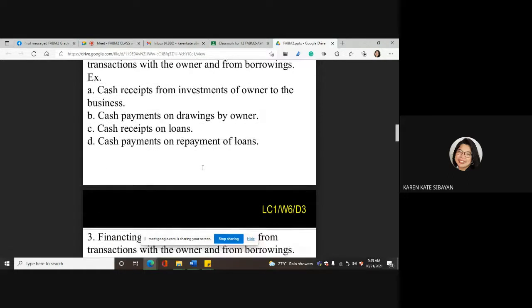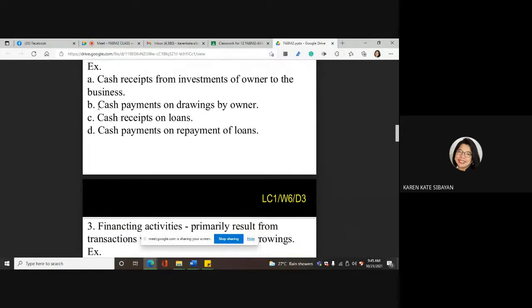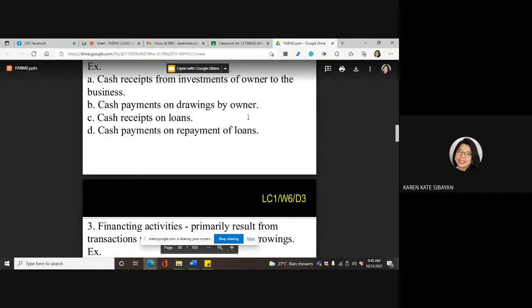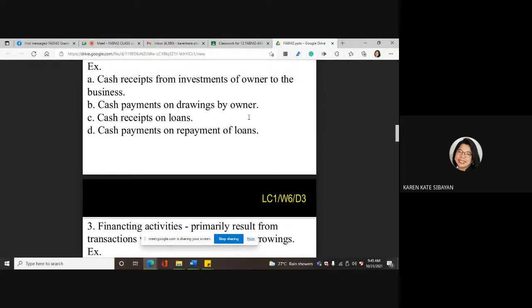Okay? Dito naman, cash payments on drawing by the owner. So, ito naman yung Mrs. Sibayan withdrew 2,000 pesos for personal use. O, syempre, nag-increase doon ang drawings mo. At the same time, ang counter, so debit, Sibayan drawing or withdrawal, credit, cash, 2,000 pesos. Nakukuha yung class, yung concept natin ng cash flow statement.